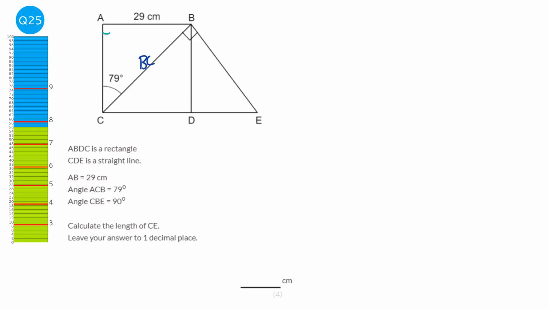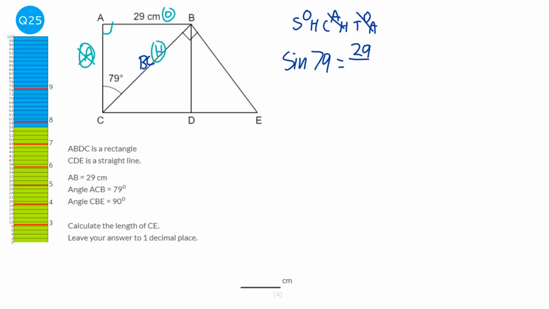So we've got the 90 degrees there. We'll start by labeling it. So BC is the hypotenuse, the opposite here and adjacent here. We're not using the adjacent, so we're going to just do our SOHCAHTOA, and we've crossed out the A, so we cross out these two, so it's going to be sine. So we know that sine 79 equals the opposite, which is 29 over the BC.